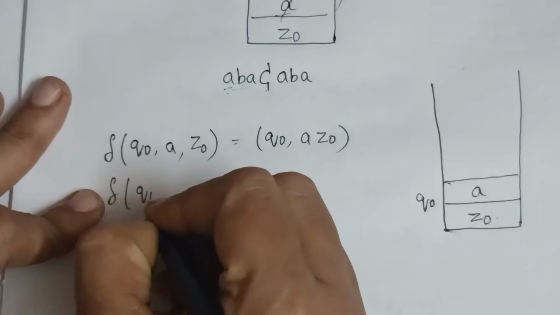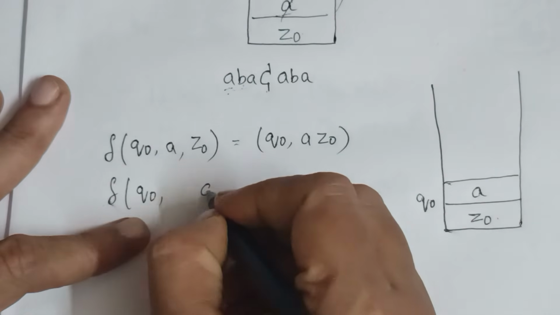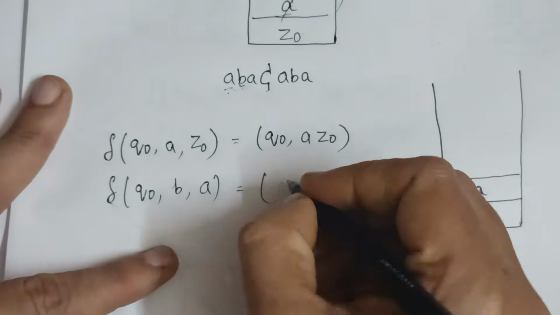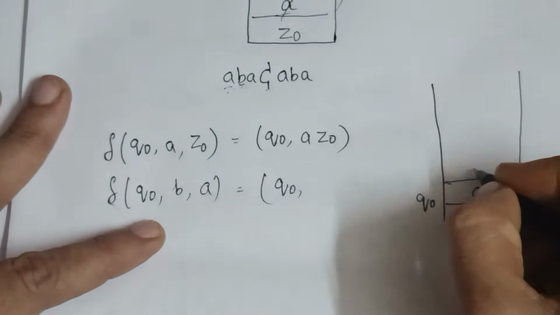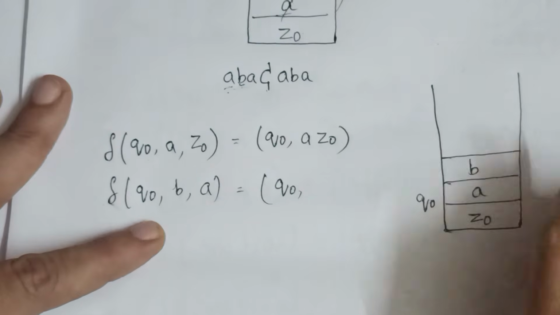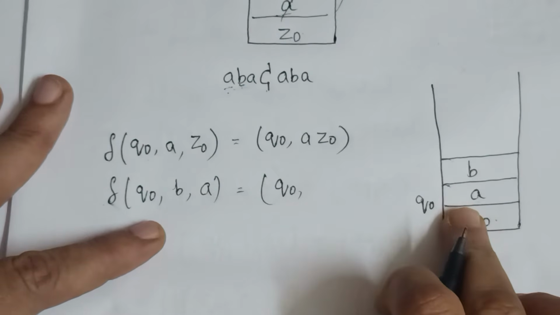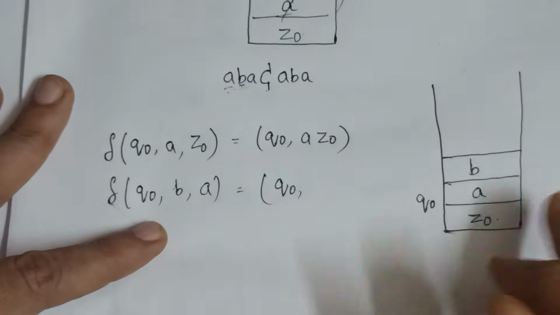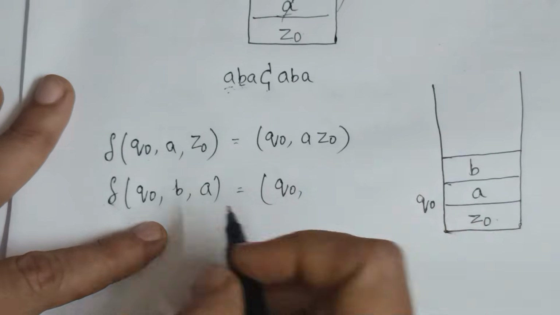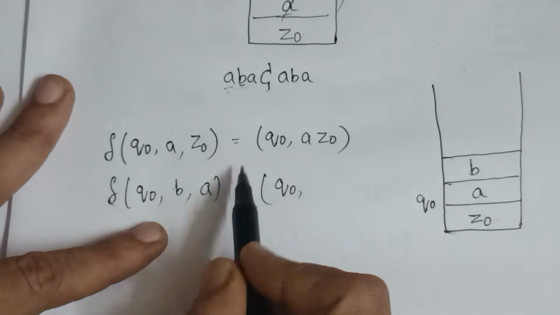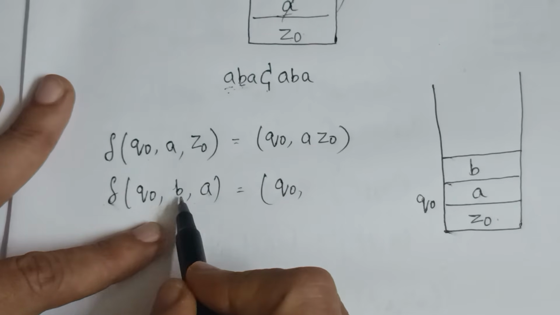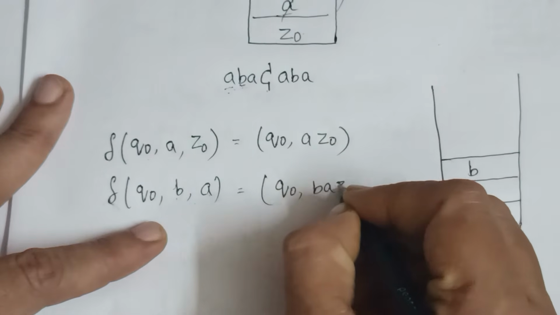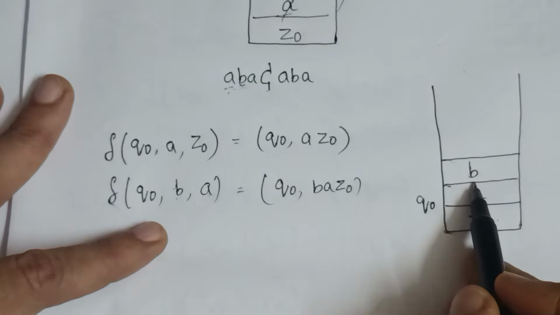Next, Q0, top of the stack is A. I want to push B. If I push B, the state remains the same because I am not making any action here. I am just pushing, not popping. Popping means we will change the state. Here the same action is repeating, so we remain in the same state. So with A on top of the stack, if I push B, then it is B, A, Z0.